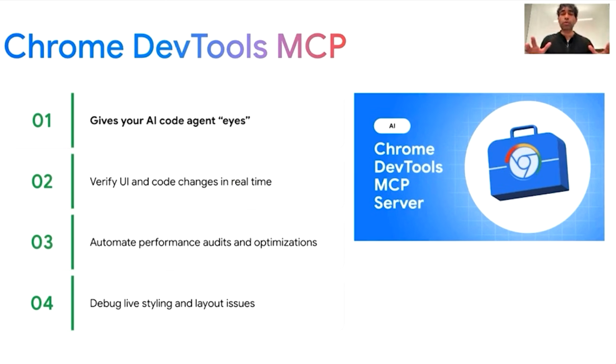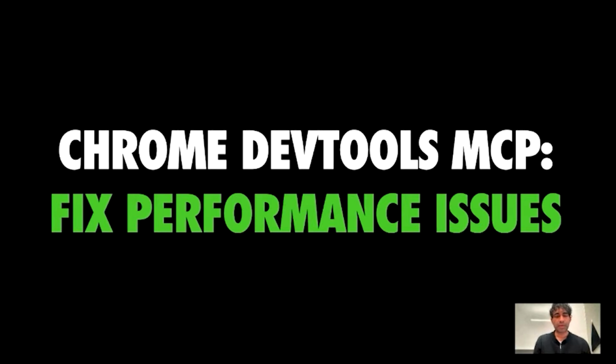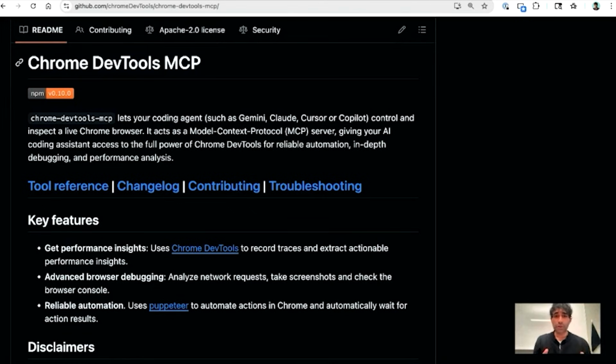This is where Chrome DevTools MCP comes in. It enables AI coding agents to see, debug, and optimize in real time with rich runtime context from the browser. Let me show you it in action. So let me show you a demo of the Chrome DevTools MCP. This is our new MCP server, which allows your coding agent to control and inspect a live Chrome browser and have the full power of DevTools for debugging.